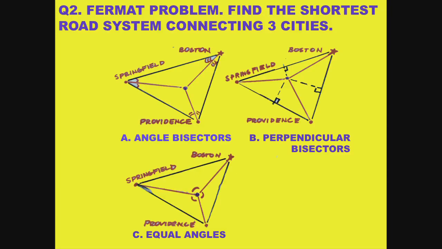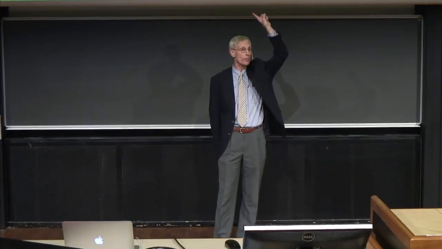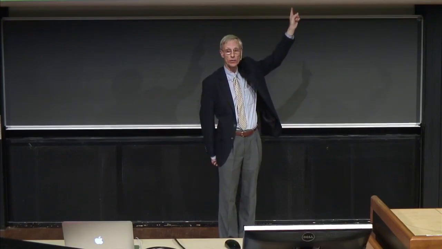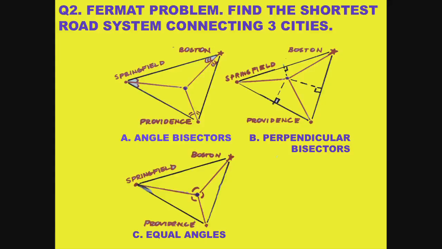Well, you learn in high school that the angle bisectors meet at a point. Maybe that's the best one. Or B, the perpendicular bisectors of the sides meet at a point. Maybe that's the best one. Or maybe the angles at the center should all be the same.